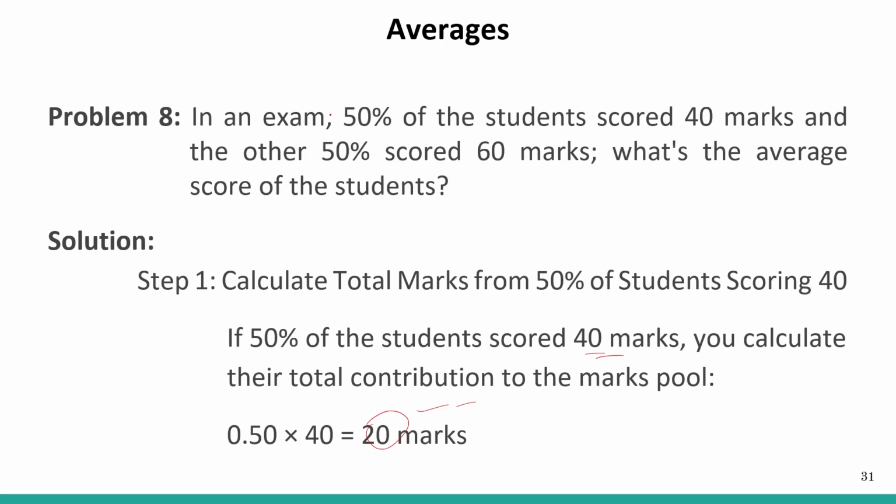So if we calculate, 40 into 0.5 plus 60 into 0.5, this is equal to what? This will be 20, and this will be 30. 20 plus 30, right, is equal to 50. So this will be the average marks scored by the whole class. Okay, so the average score of the students will be 50 marks.